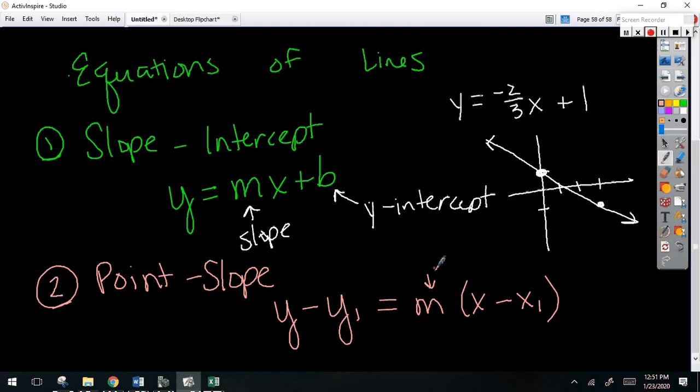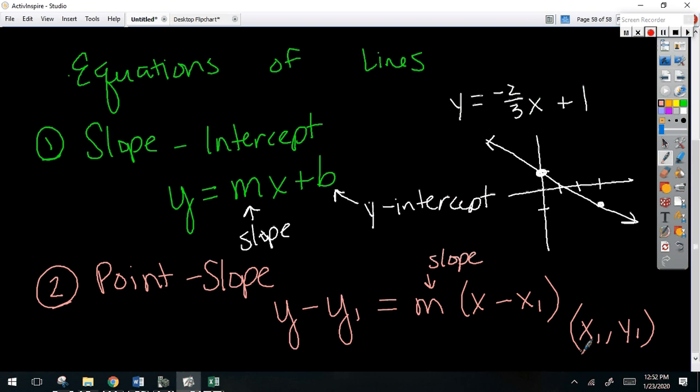Of course, M is my slope. M is always my slope. And x1, y1 would be any point at all on the line. Just a random point on the line. Any point on that line will work. It's easier to plug it in there and then manipulate to get back to slope-intercept form if you need to, but this is a perfectly acceptable form of a line. Point slope. That's the one you'll use the most as we go through writing equations.